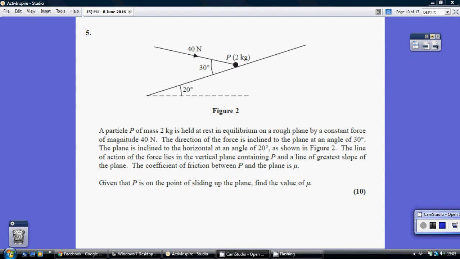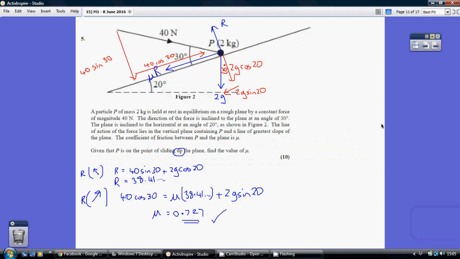Question 5. Now, there's a lot of marks going here, but basically this is all really to do with just getting your diagram sorted. Once your diagram's sorted, as you can see, the actual calculation is pretty brief, but you've really got to get your mind around the forces.